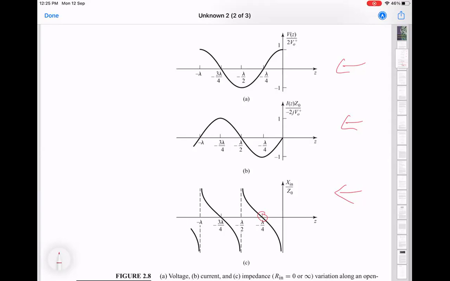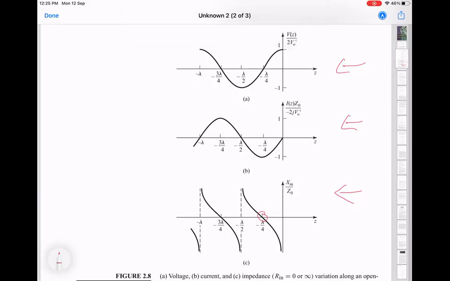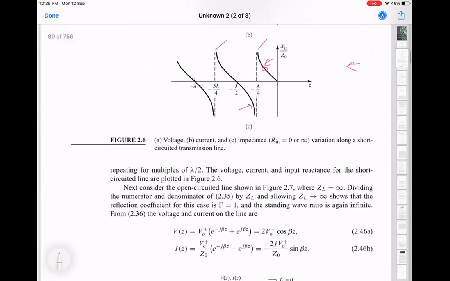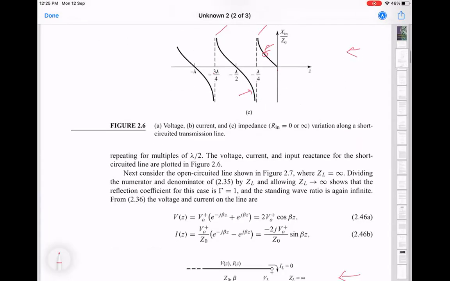Just maybe one other point. If you look at this voltage and current, the ratio of those two is what gives you the impedance, because it's just the ratio. So whenever current goes to 0, impedance goes to infinite, and whenever voltage goes to 0, the impedance goes to 0. And the same way over here.